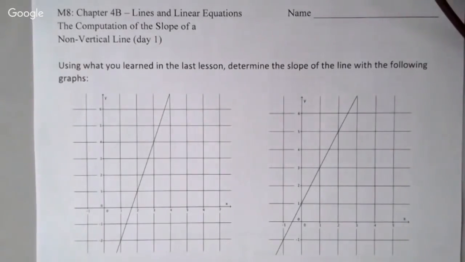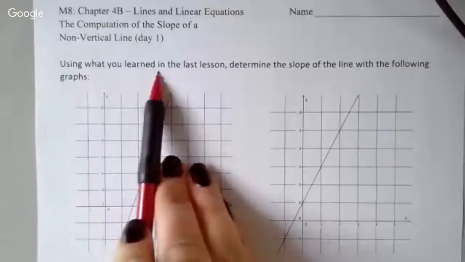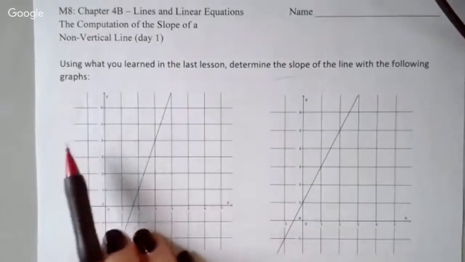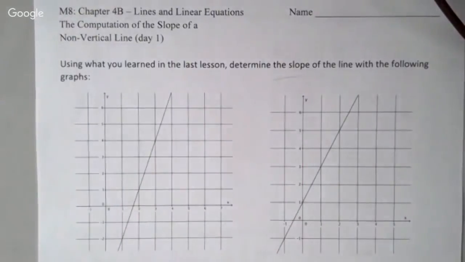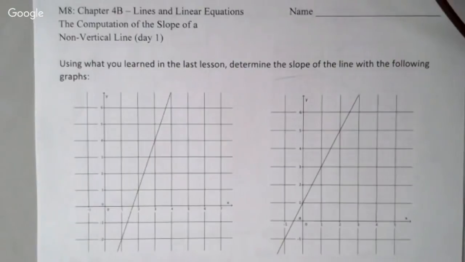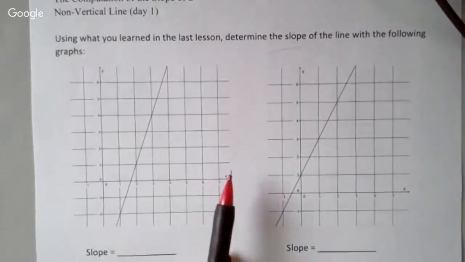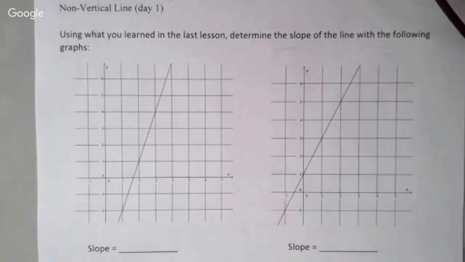So now that we've learned that slope measures the steepness of a line, and we learned that we can use the ratio rise over run, we're going to use what we learned in the last lesson to determine the slope of the line with the following graphs. Okay, so what I'd actually like you to do is pause the video and try just these top two graphs right now on your own, and then resume the video to check your answers.